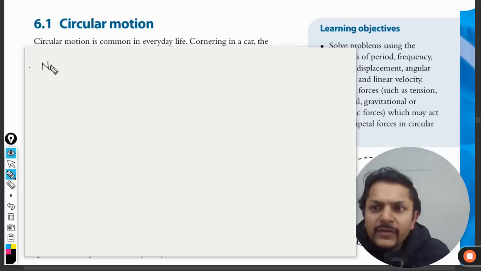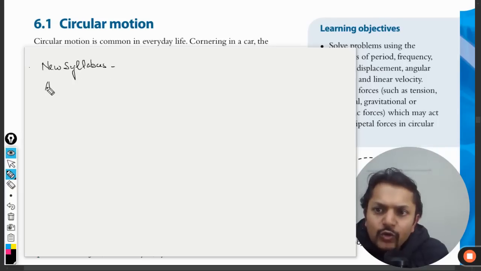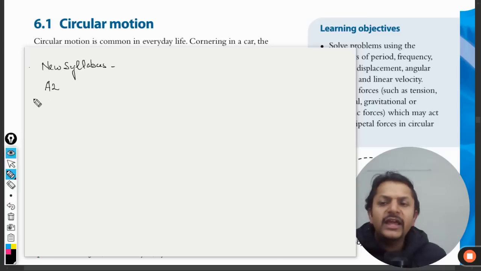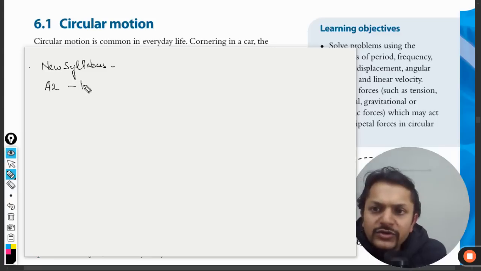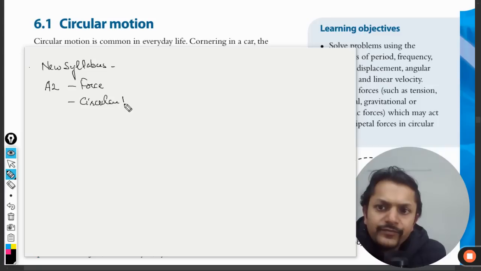So, in the new syllabus, A2, like A1 is completed. A1 is all about kinematics, translational kinematics, and that we have completed. In A2, we are going to study two things. Number one is force, and number two is circular motion. So I see it in a different manner. I will let you know.